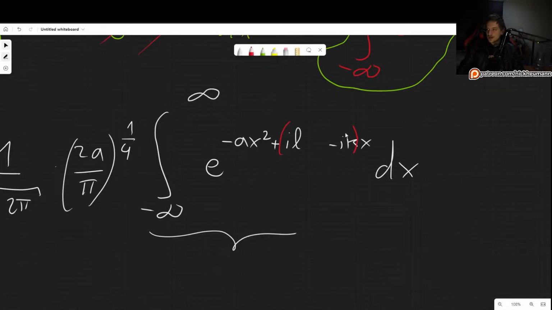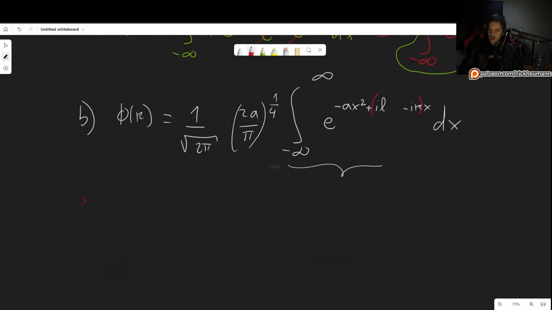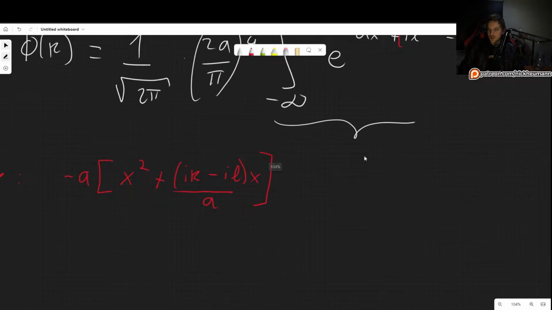Okay. Now, let's just take a look at the exponent here. And so the exponent, that is minus ax squared. Let's factor out minus a from this entire thing. We get minus a factor of x squared. And then we get a minus here. So we can either write it as plus and switch these signs in here, times x. And we have to divide this by a. Okay. And now we want to complete the square here.